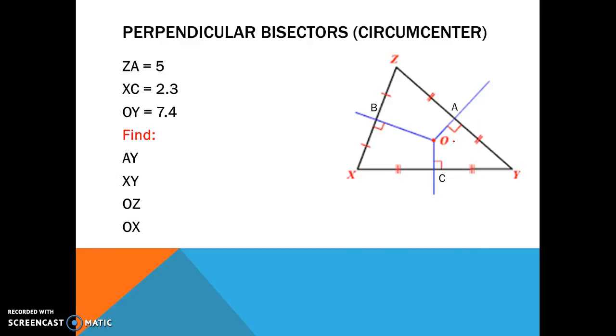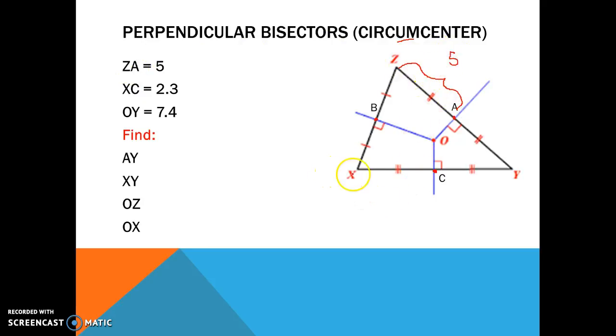So again, we're talking about the circumcenter in this example. Point O is the circumcenter, which means it is the spot where all of these perpendicular bisectors came together. Remember, these are perpendicular bisectors, which means point B right here is right in the middle of X and Z. Point A is right in the middle of Y and Z, and point C is right in the middle of X and Y.